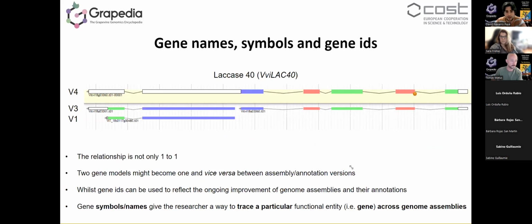So here's a typical example in the reference genome where the model can change quite a bit, even though it's still referring to the same gene. For example, Laccase 40, we can have different models, and that's why it's also important to reflect the gene ID that the work describing the gene came from.